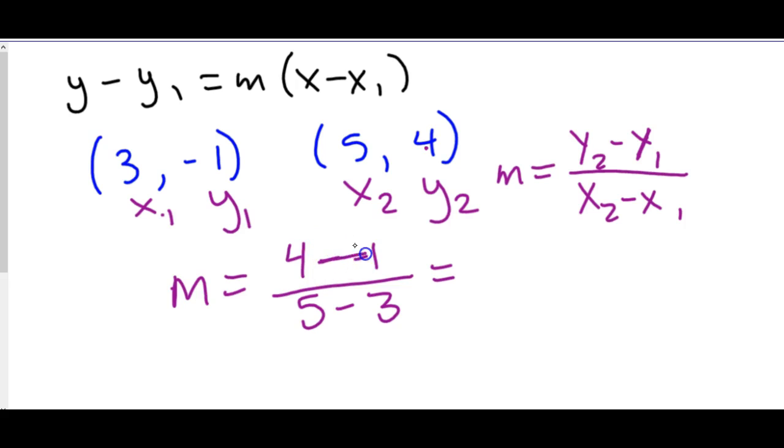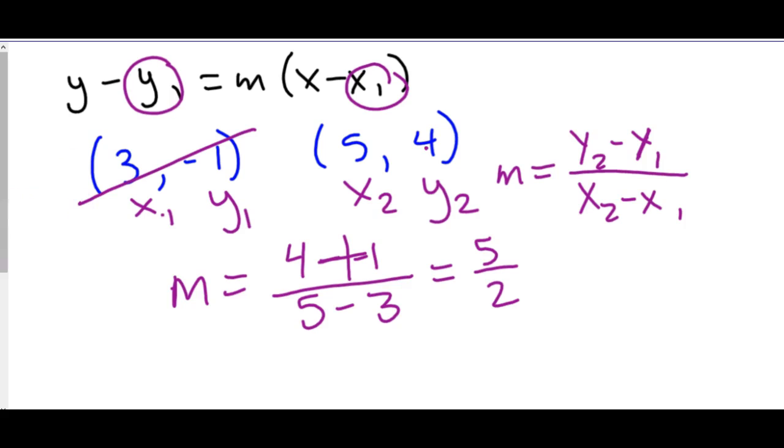Negative negative makes this really a plus. 4 plus 1 is 5. 5 minus 3 is 2. So now we have a slope. Now, once we have our slope, we can actually use either of these points to get our equation. It doesn't matter which one we pick, except that when you're doing multiple choice, you're going to have to look for the numbers here that they may have already used in the answers. So multiple choice, you have to decide, does it look like they used the first one or the second one? I'm going to go ahead and use the second one.